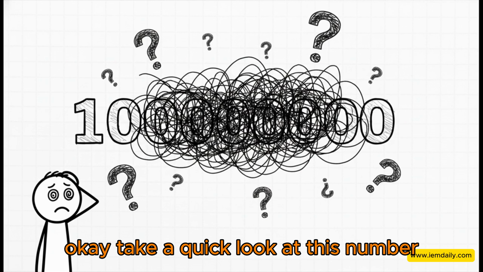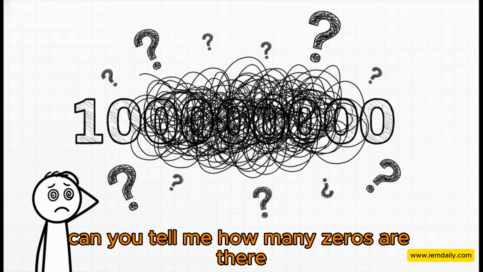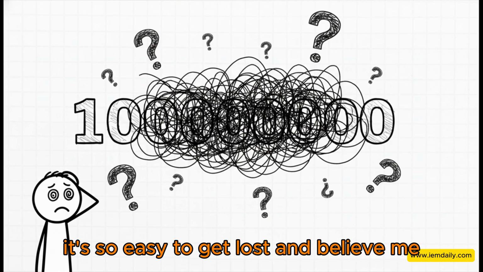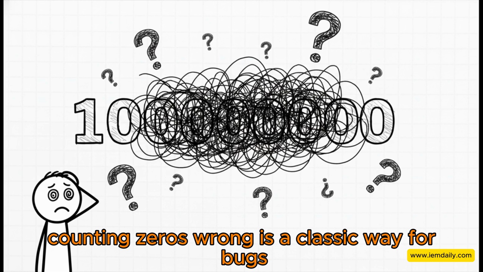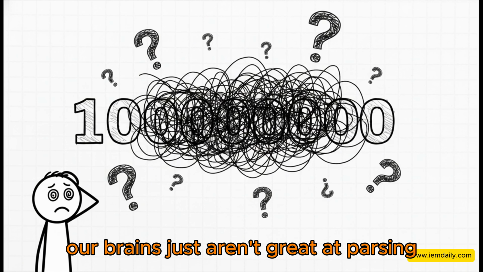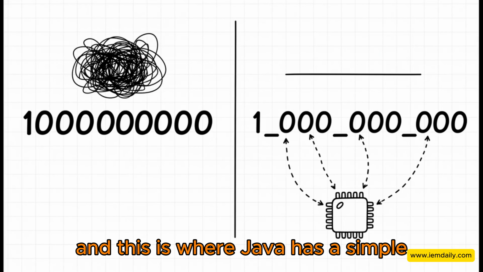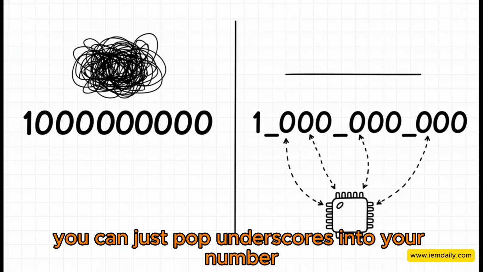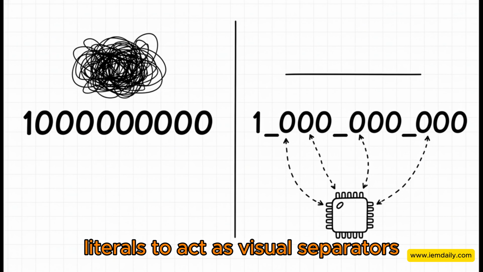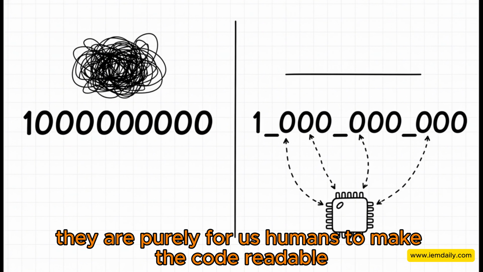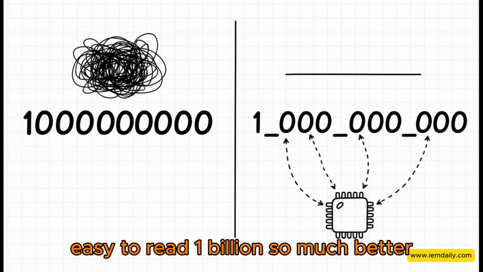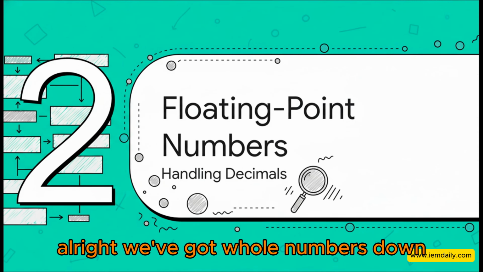Okay, take a quick look at this number. Can you tell me how many zeros are there without counting one by one? It's kind of hard, right? It's so easy to get lost, and believe me, counting zeros wrong is a classic way for bugs to sneak into your code. Our brains just aren't great at parsing long strings of digits. And this is where Java has a simple but honestly brilliant feature. You can just pop underscores into your number literals to act as visual separators. The compiler? It totally ignores them. They are purely for us humans to make the code readable. So that confusing string of digits instantly becomes a clear, easy-to-read 1 billion. So much better.